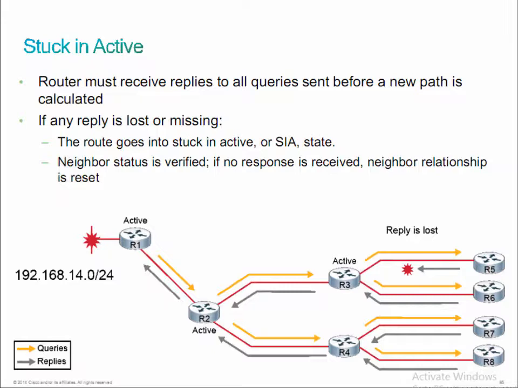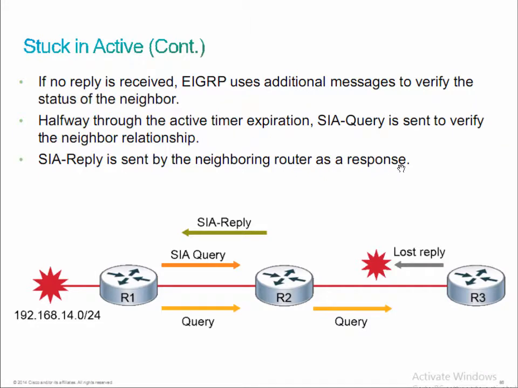So EIGRP has been redesigned to handle this so that we don't end up deleting that neighbor relationship between R2 and R1 because R3 couldn't respond. All right, there's a secondary query called a stuck in active query. It's a secondary query that gets sent out at half the time of whatever the stuck in active timer is. So if the stuck in active timer is 3 minutes, a stuck in active query gets sent out in 1.5 minutes.